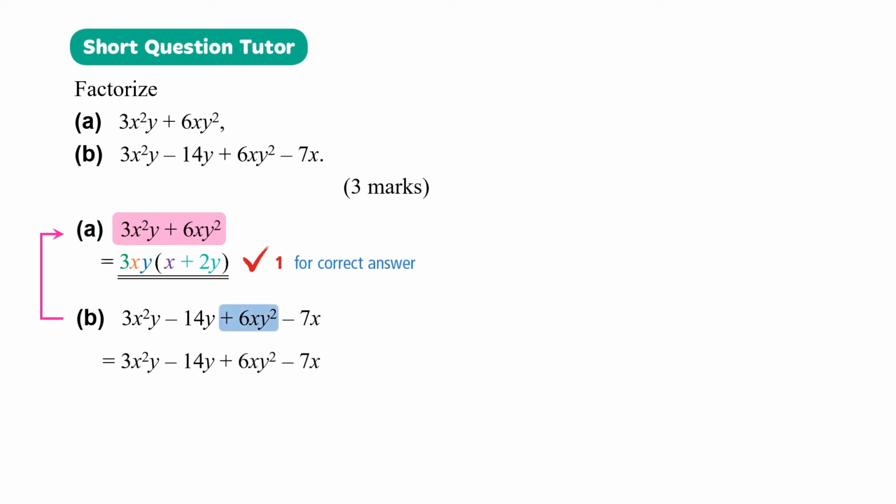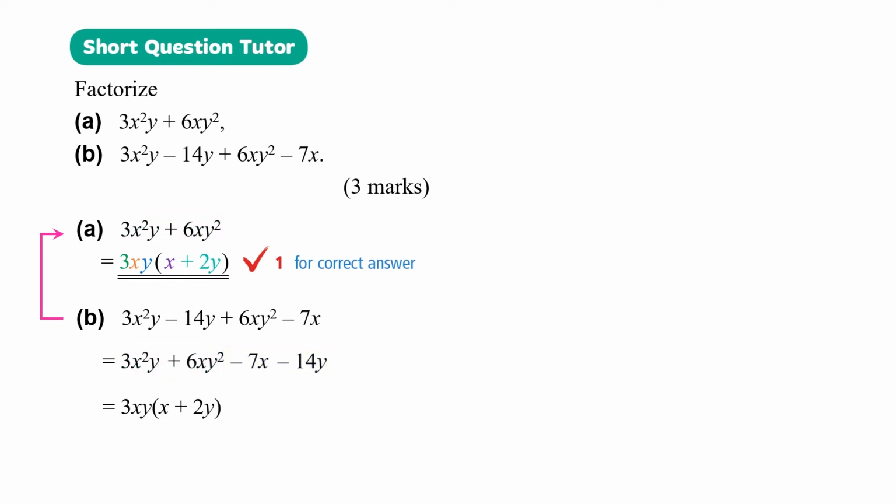We move this plus 6xy square to the front. We have 3x square y plus 6xy square minus 7x minus 14y. We see that the first two terms are exactly the same as the expression in Part A. So, we can apply the result of Part A here. We have 3xy times x plus 2y.